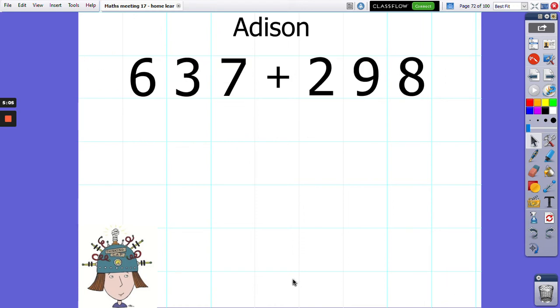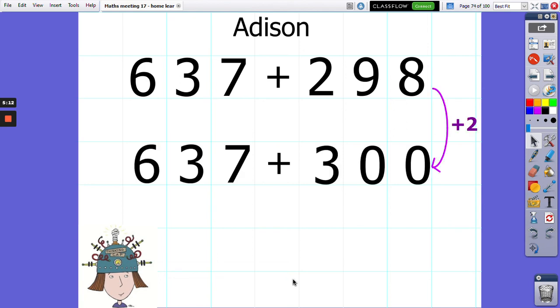Okay, let's see. Hopefully you looked at 298 and said, wait a minute, that looks very close to 300. In fact, if we add 2 to that number, we get 300, making this calculation 637 plus 300. That's nice and easy because we can add the 600s and the 300s, the 30 and the 0, the 7 and the 0. That gets us 937. But this isn't our final answer. It's 2 too big. We've got to take that extra 2 away, leaving our answer 935. Well done if you got that one correct.